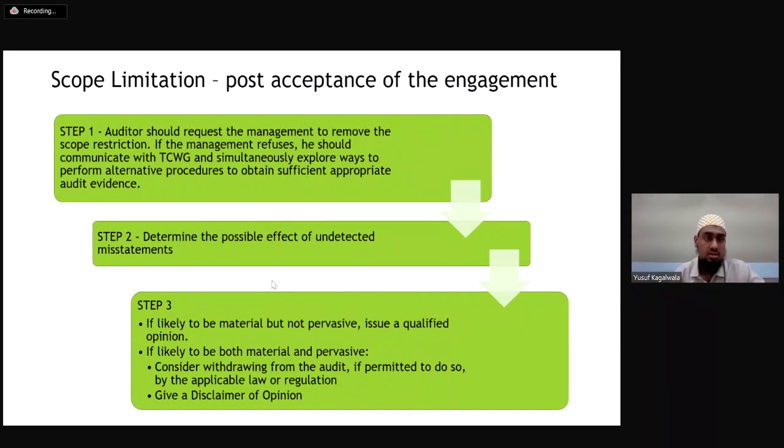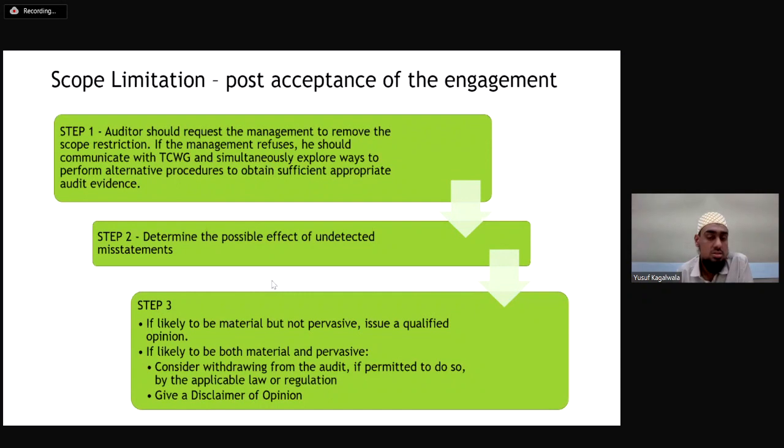In such a case of scope limitation, consider that we have already accepted the engagement and started auditing, and in between, or maybe at the fag end of the audit, the management comes and tells us that so much information cannot be provided. In such a scenario, we first need to discuss with management. If they still don't agree, we need to communicate with those charged with governance, that is the board or audit committee as applicable, and simultaneously explore ways to perform alternative procedures, through which we can get enough evidence as an alternative to the actual evidence.